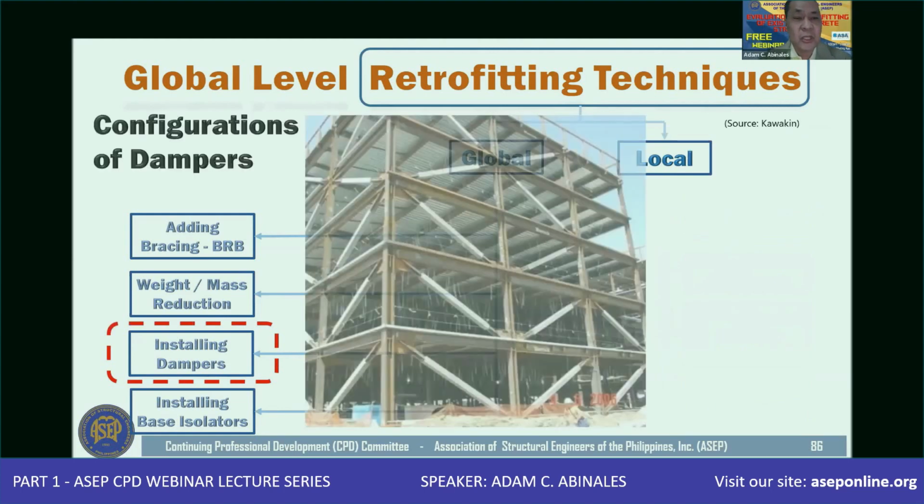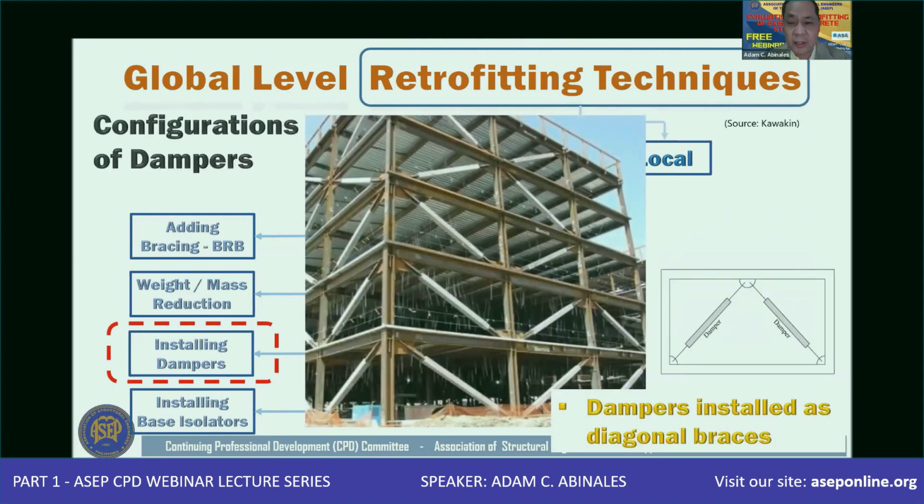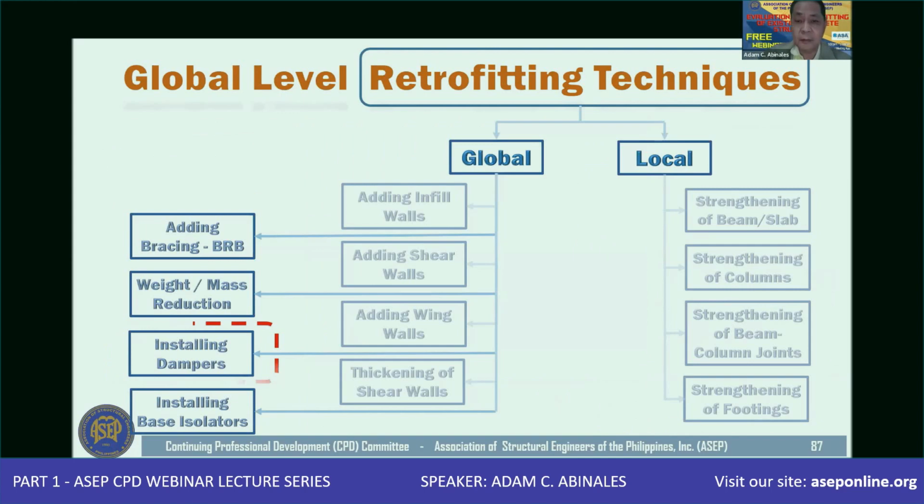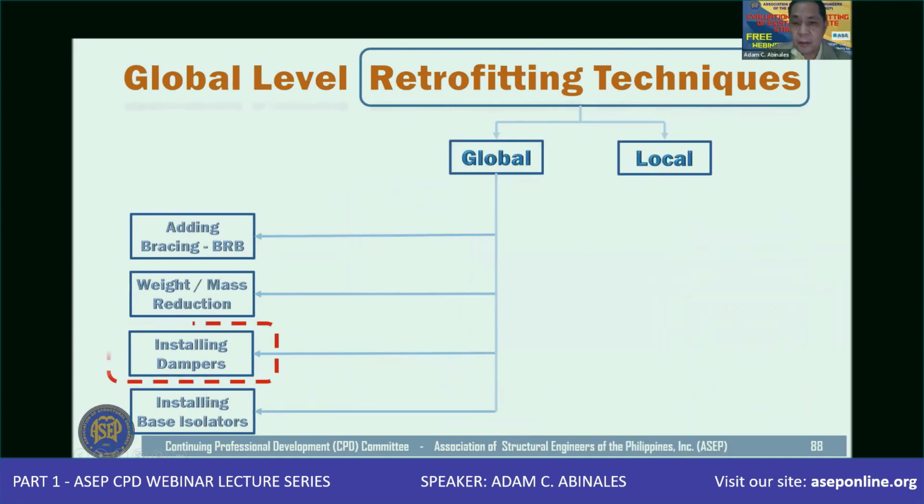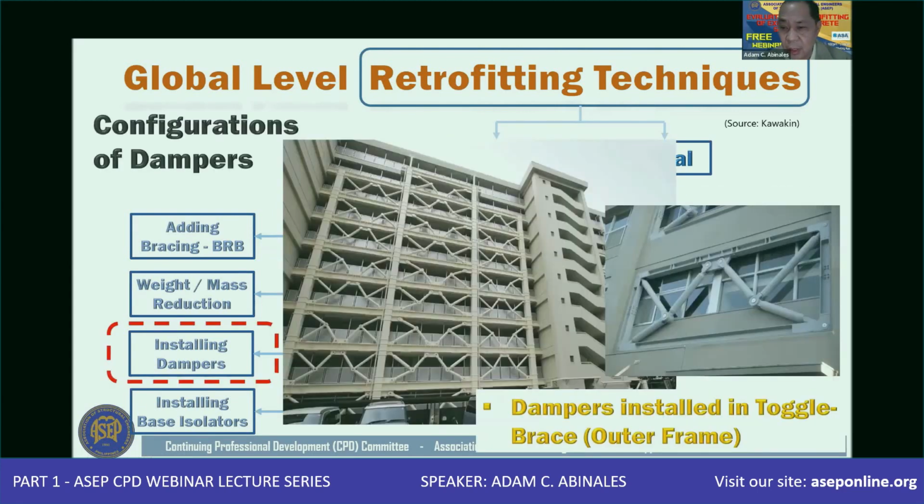So let me show you some configurations of dampers. This is one: dampers installed as diagonal braces, or dampers installed as a chevron brace, something like this, wherein these are the dampers, or dampers installed in a toggle brace.